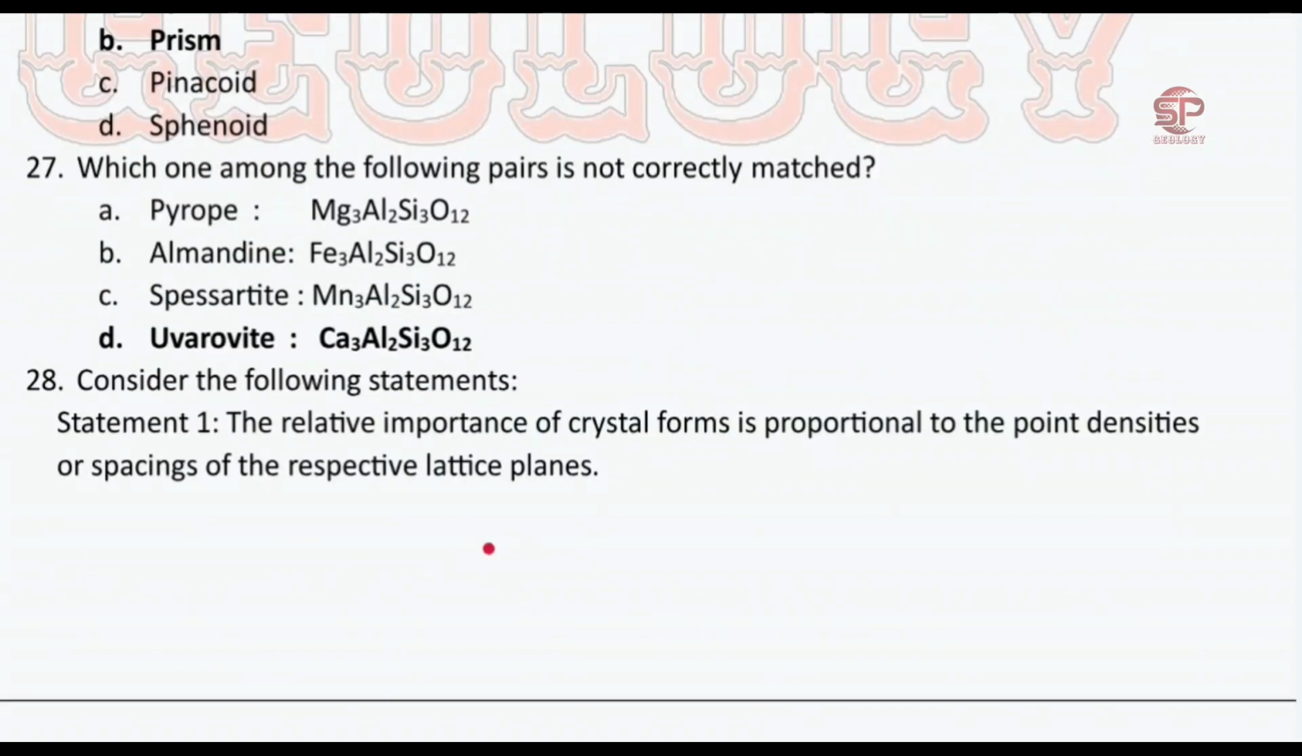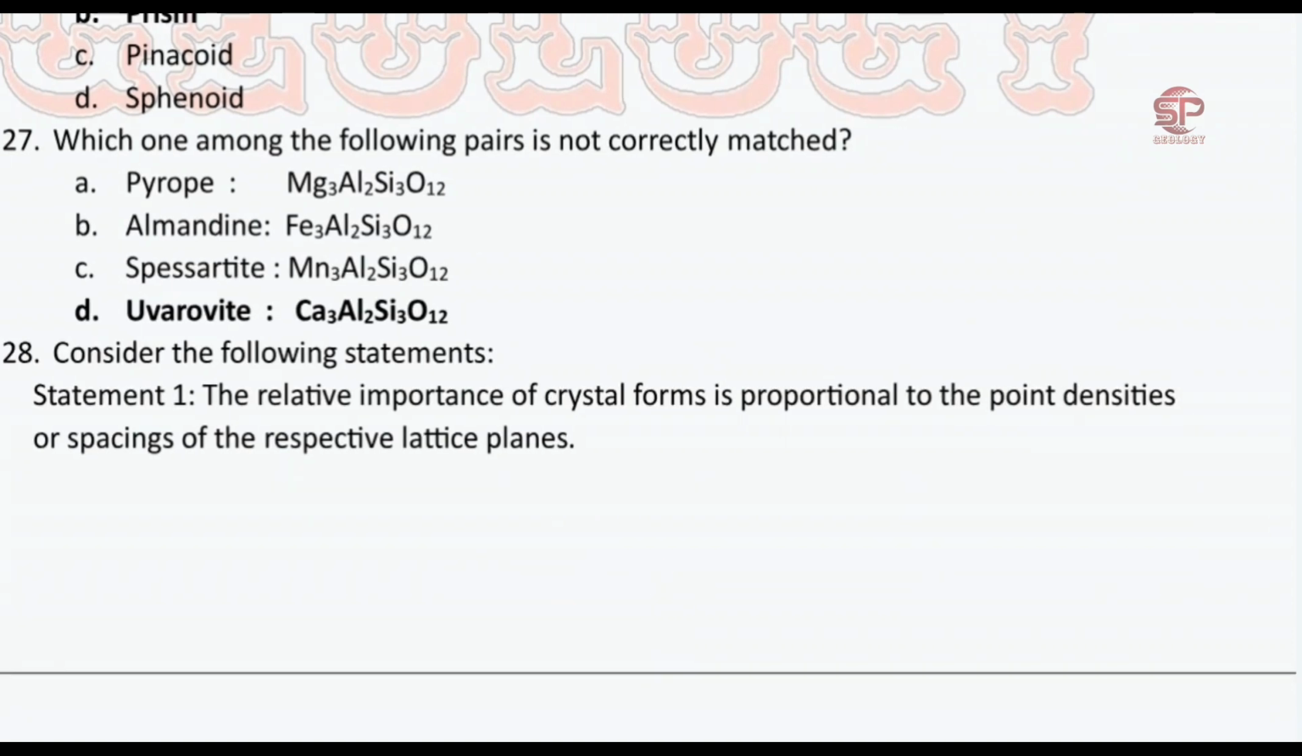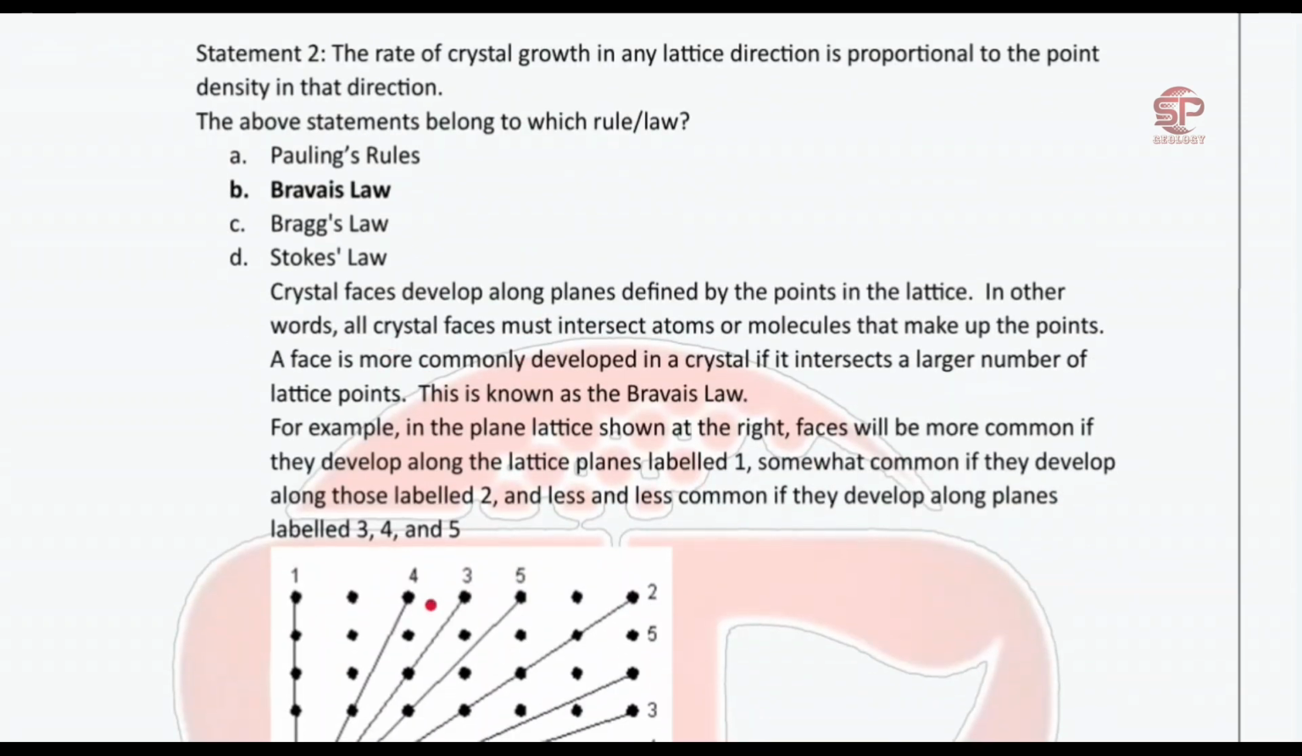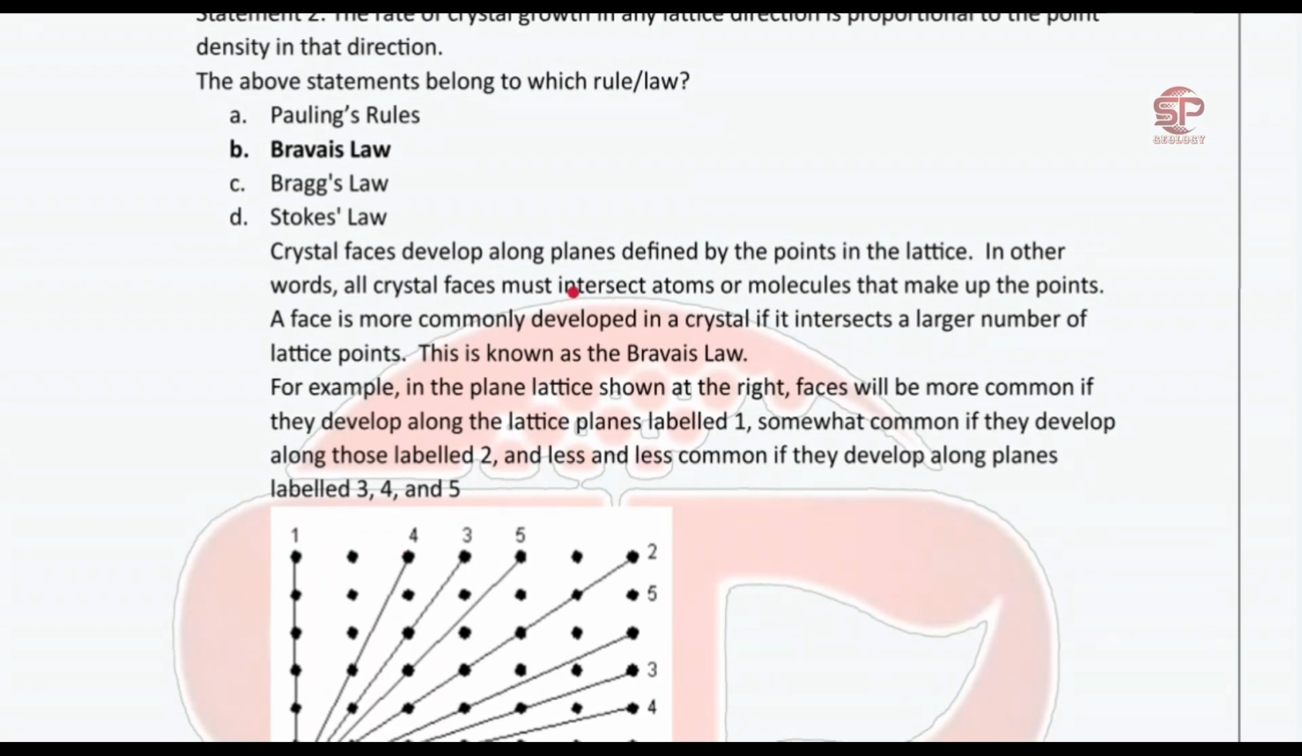Then comes the next question. The relative importance of a crystal form is proportional to the point density or spacing of the respective lattice plane. It is called Bravais law. The rate of crystal growth in any lattice direction is proportional to the point density in that direction. So this is the law where the crystal faces develop along planes defined by the points in the lattice. So it will develop in that direction where the maximum lattice points are. In other words, all crystal faces must intersect atoms and molecules that make up the points.